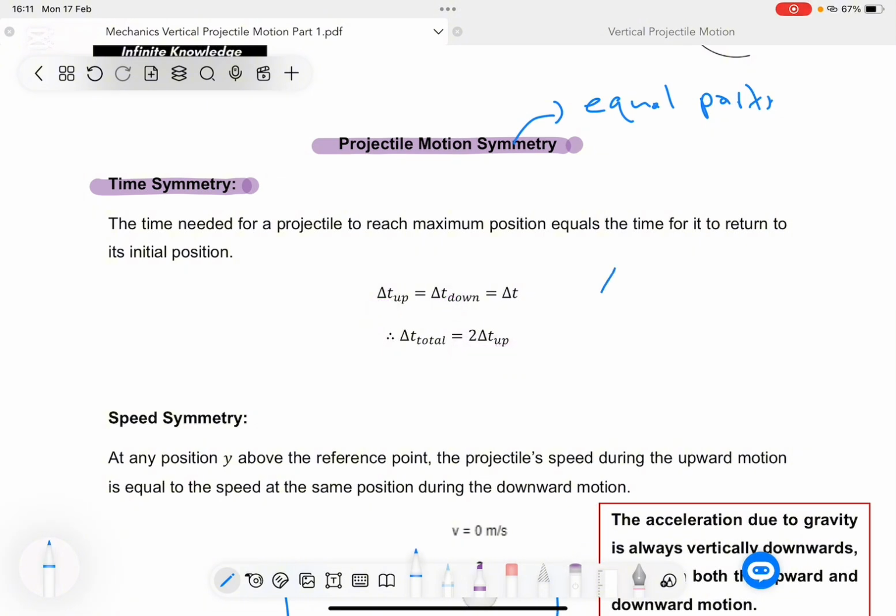Or another way in which other people find it is that you can say the total time is actually equal to the time it takes to go up plus the time it takes to go down. And remember, we said these two are the same when we are writing them as change in t. So it will be as if I'm having change in t plus change in t, and this is going to be 2 times change in t. That's another way in which you can write it down. So that is time symmetry.